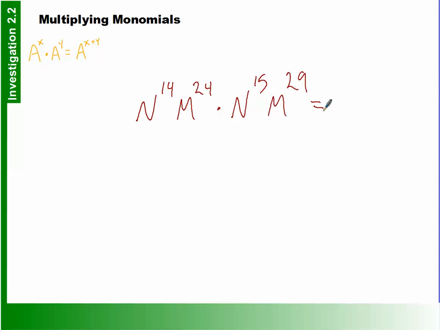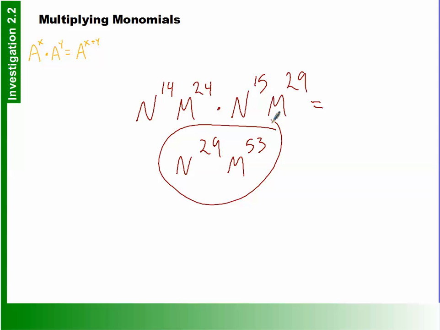All right, Josie, what was your final answer? Hold on a second, I can't hear you. Josie's in the back of the room. n to the 29th, m to the 53rd. Okay, you may have a seat. Are there any questions on how this rule is applied?